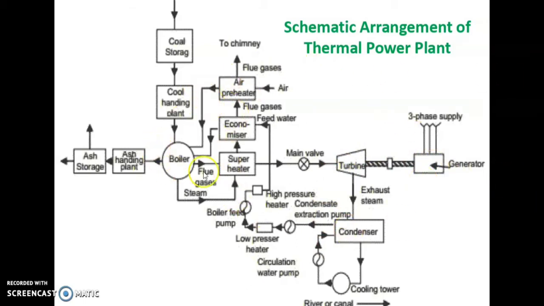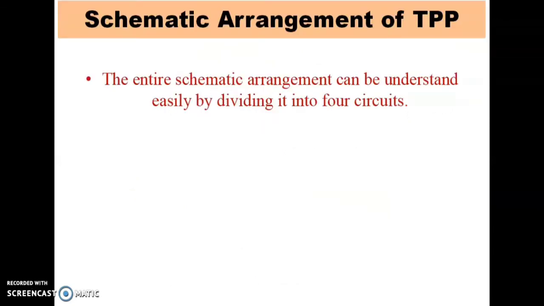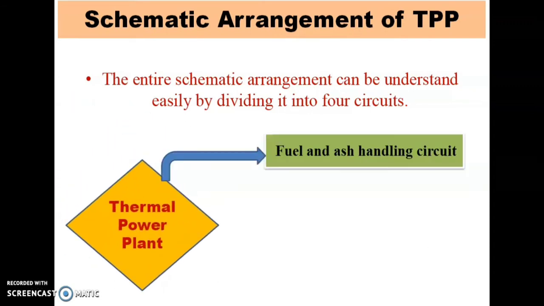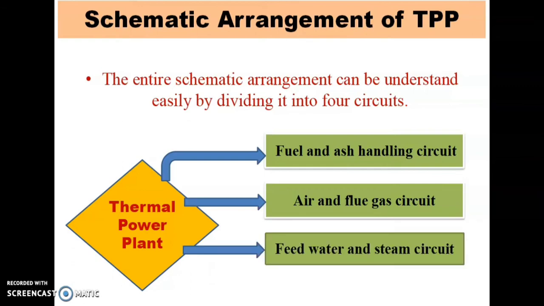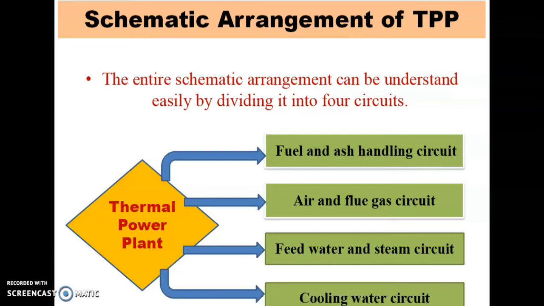This total schematic diagram will be broken into 4 parts to understand how the thermal power plant works. The schematic arrangement can be understood by dividing the total diagram into 4 circuits. First is the fuel and ash handling system, where the fuel is coal. Second is the air and flue gas circuit. Third is the feed water and steam circuit. The next one is the cooling water circuit. We'll see one by one how each circuit works in the thermal power plant.